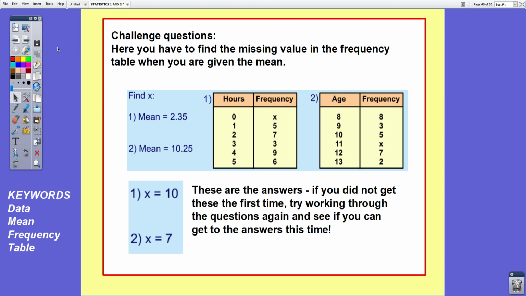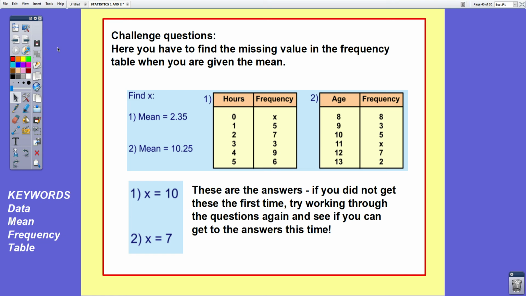Okay, here are your answers. Question 1, x equals 10. Question 2, x equals 7. Now, if you did not actually get those answers the first time, try working through them again and see if you can get to the answers a second time. It's very important that you draw on the extra column, the fx column. It's very important that you work through as you normally would using x, and then try and work backwards to find out what x actually is.